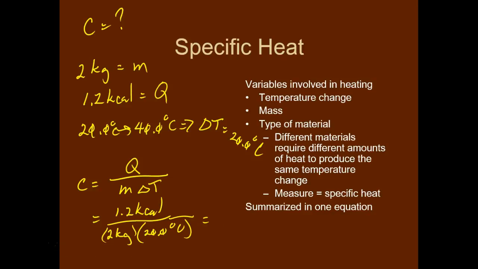1.2 divided by 40. Pretty small number. I got 30,000. Oh no, Nick, I apologize, it's million. 0.030 is what you said. 30 thousandths, which is 0.030.